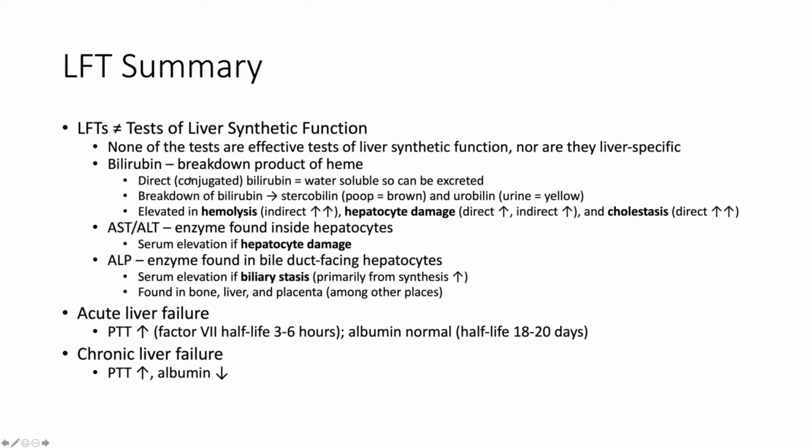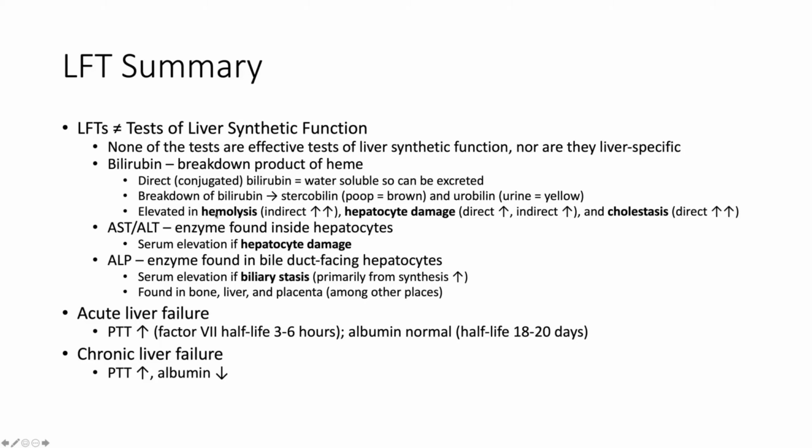So if you recall, direct bilirubin is conjugated, right? And it's conjugated with something that's water soluble so that it can be excreted. The breakdown of bilirubin ends up coloring both your poop and your pee, right? So the stercobilin makes your poop brown and the urobilin makes your urine yellow.